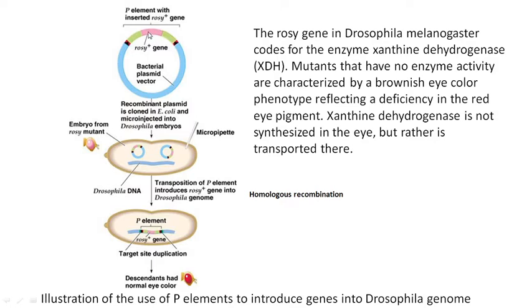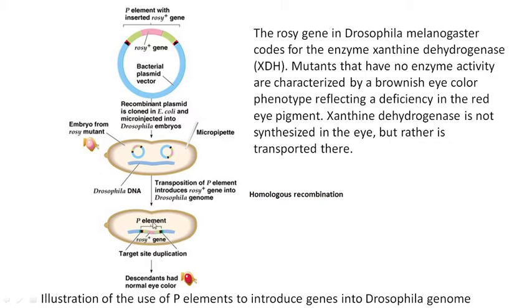So you have introduced the rosy gene in the P vector, and you can microinject this cloned rosy gene into the embryo of the Drosophila. So what happened inside the embryo? Here you can see the Drosophila DNA. This P element contains the rosy gene, and the P element has the capability to jump from one place to another place. So what happened? Due to the homologous recombination, or its jumping or transposition capability, this rosy gene is integrated into the host DNA. So here you can see this P element is introduced into the host DNA, and this contains the rosy gene.